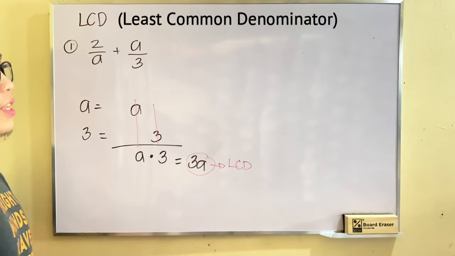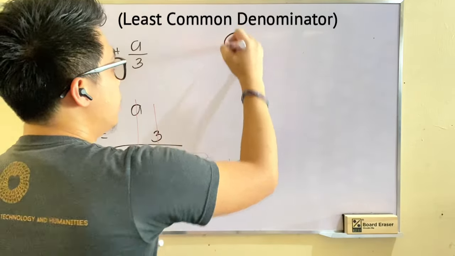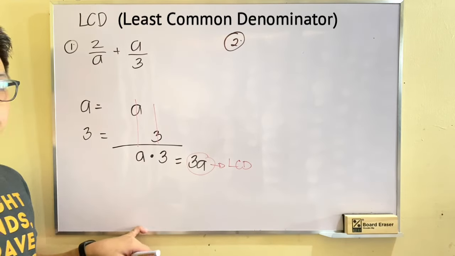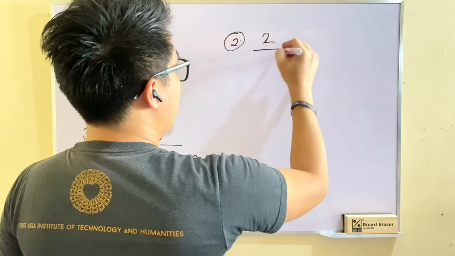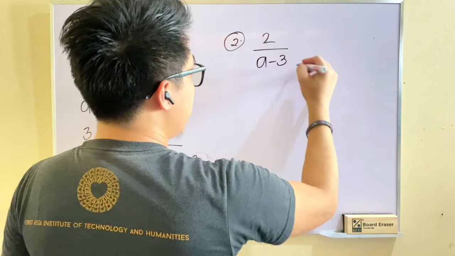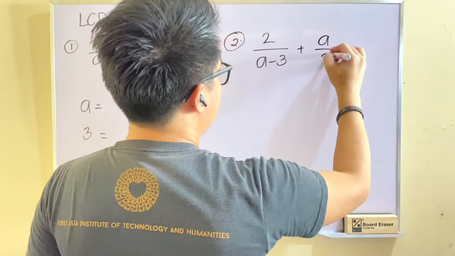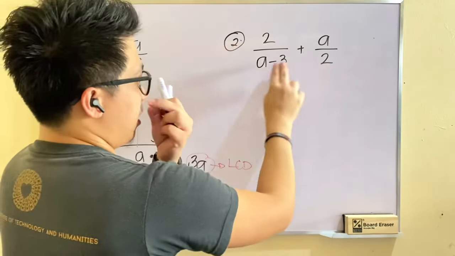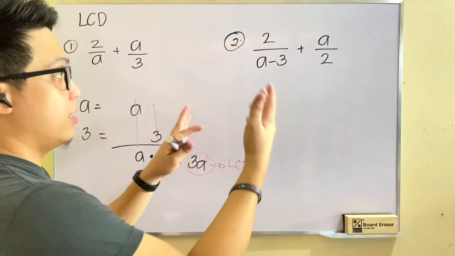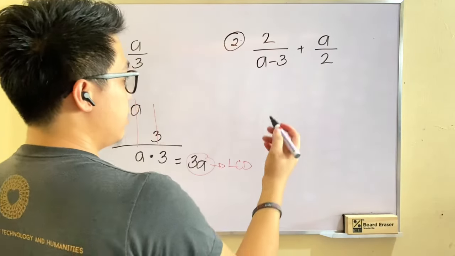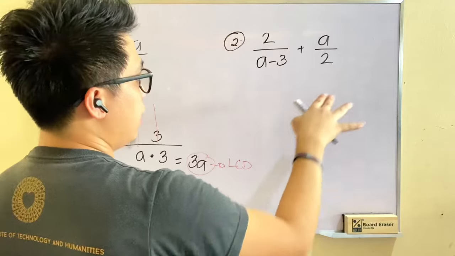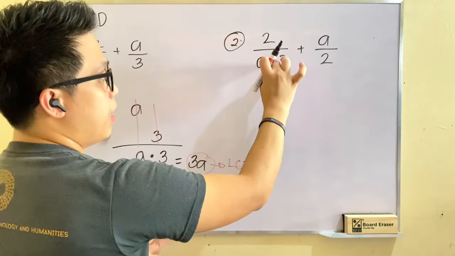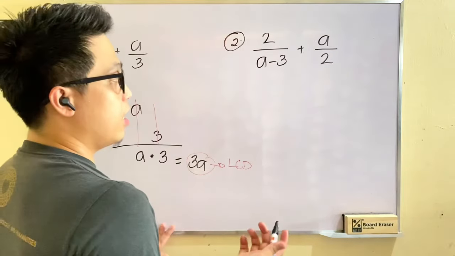Okay, let's have another example. So, ang ating equation or ating sum of two ratio will be given as 2 over A minus 3 plus A over 2. So, magkaiba ulit ang ating denominator. So, hindi natin siya maaaring mapag-add ng diretso. Ang gagawin natin, syempre, hanapin ang factor ni A minus 3 at ni 2. Hindi nyo siya pwedeng paghiwalayin kasi meron siyang minus sa gitna. Hindi siya pwedeng paghiwalayin.